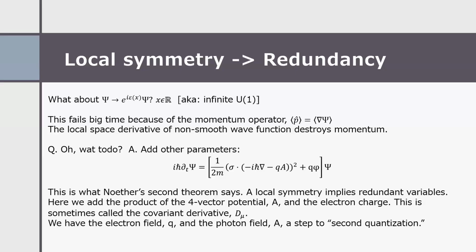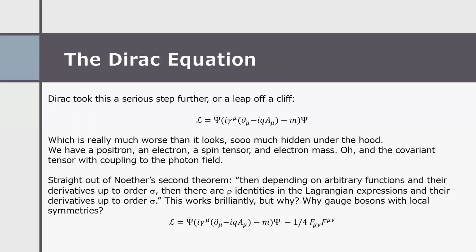So here in curing a potential problem by adding an arbitrary phase to the wave function, we've found the electron field and its coupling to the gauge boson. Why do we call it a gauge boson? Because it's the A vector, and the A vector has a gauge. Okay? Now, Dirac, good old Paul Dirac, took this idea and sort of jumped off a cliff with it. Here's the Lagrangian form for the Dirac equation, and, abandon hope, ye who enter here.